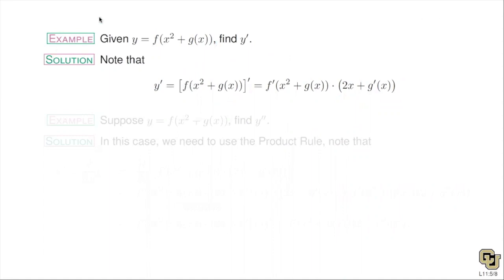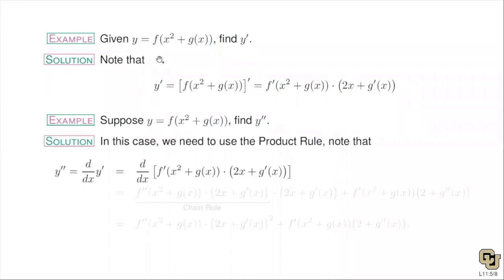Of course, you know how it is in math. We have to make things worse and worse and worse. So I say now find the second derivative of this weirdly defined f of x squared plus g of x, where we don't know what f and g are. So as you know from the theory, to find the second derivative, I need to take the derivative of the first derivative. So here's the first derivative that we found. And now I'm taking a derivative of that derivative.